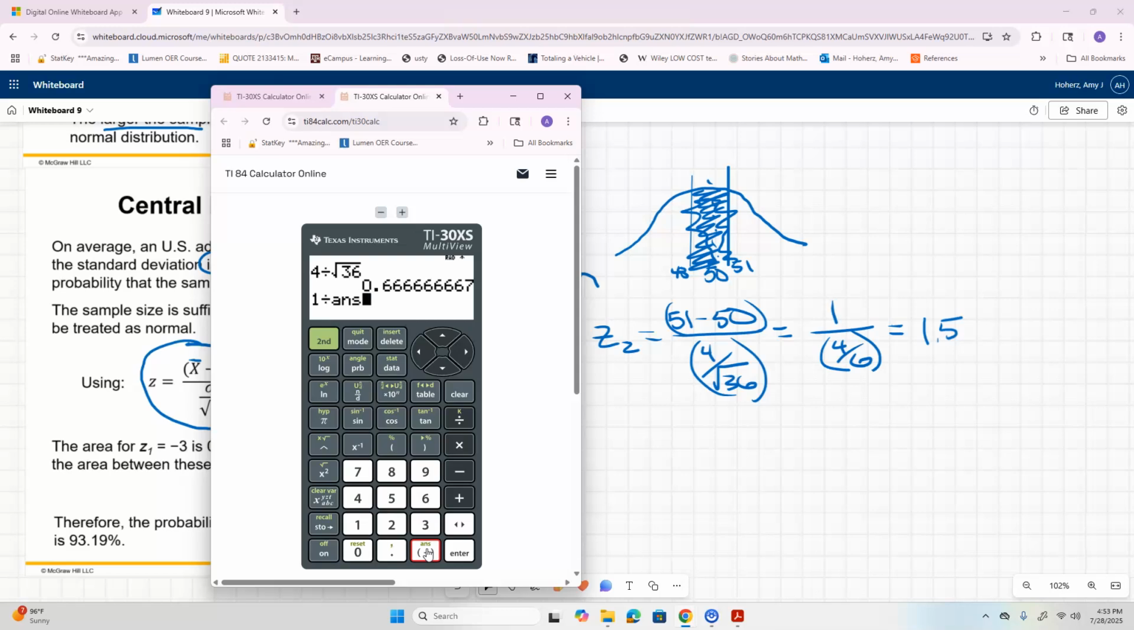I tend to do that because I don't like putting it in big long strings. I'm always afraid I'm going to miss something. So I feel like I'm more accurate if I do the little bottom part, get that answer, and then do 1 divided by that bottom part. And you should still get the same answer, so 1.5. Okay?